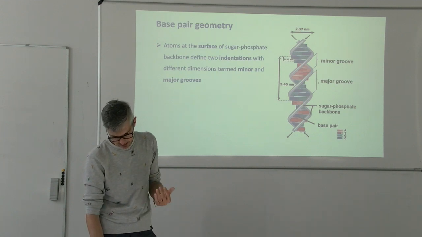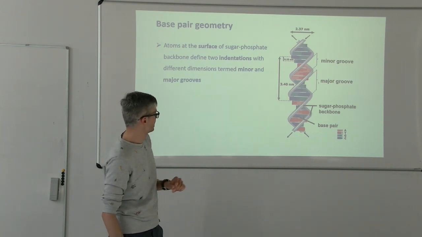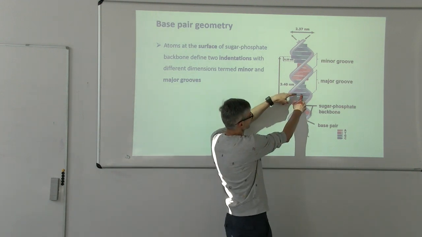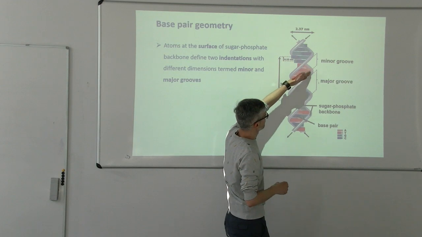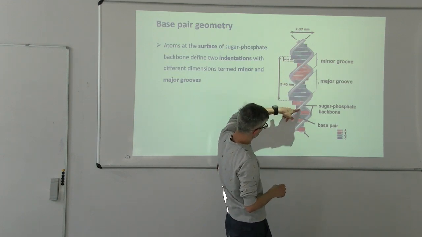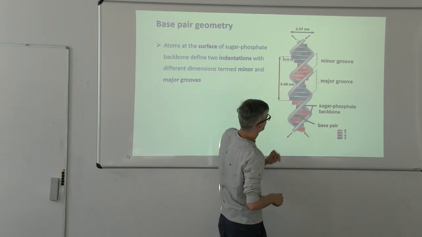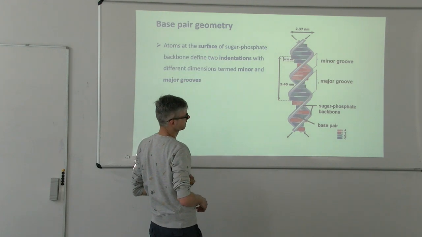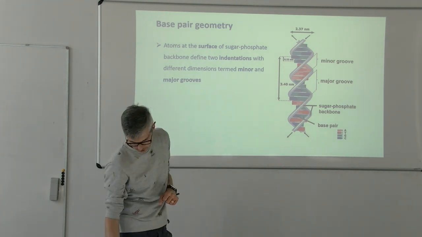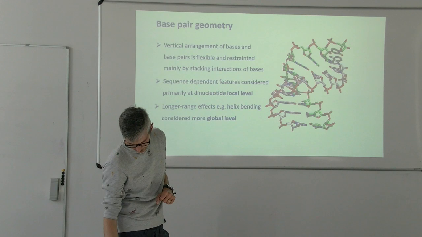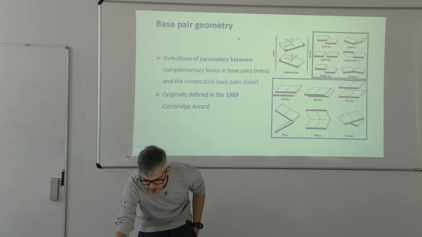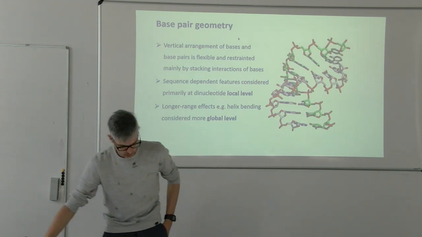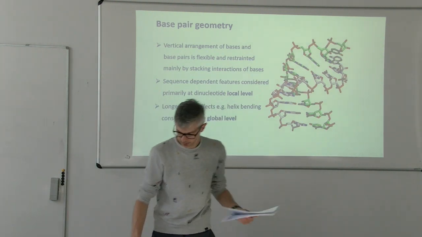Then you can have minor grooves and major grooves. Again, the same representation: these are the building blocks, the bases on the inside, and the phosphate backbone, which means these are actually the sugar and the phosphate. And then this here, maybe again as an example.